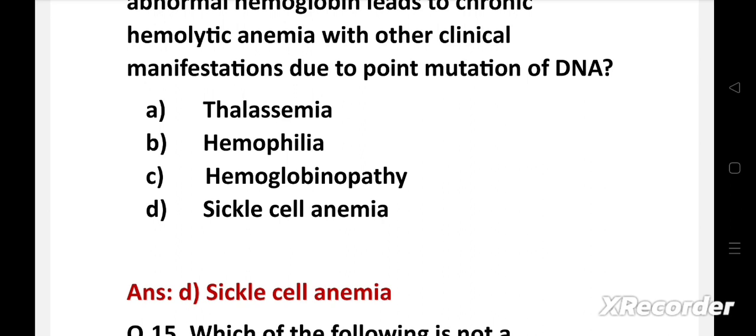Sickle cell anemia. Point mutation means change in only one nucleotide in the DNA sequence of a gene. Sickle cell anemia is also a point mutation inherited disorder in which an abnormal globin protein chain forms only due to single substitution of glutamic acid to valine at position 6 of the beta chain of globin protein in hemoglobin.